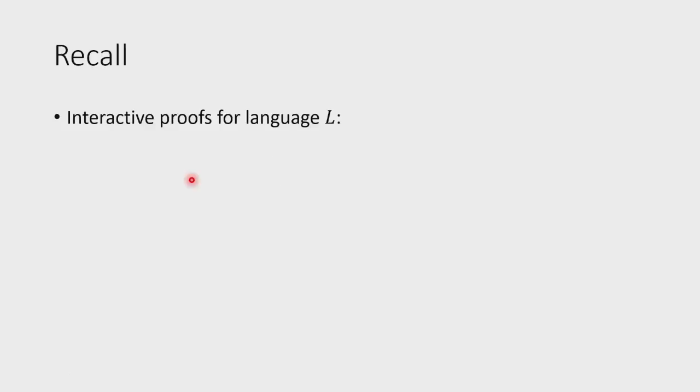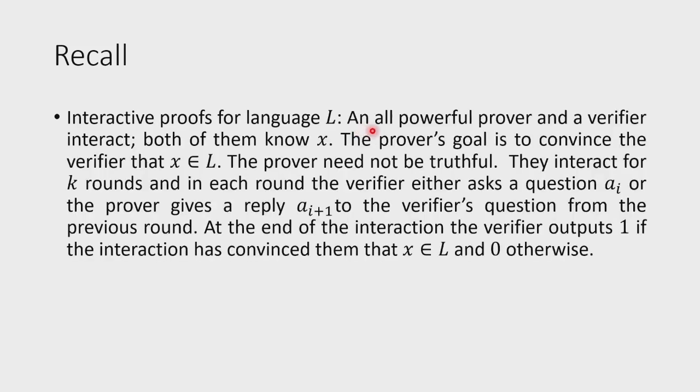First, we'll quickly recall what we saw this week. So we saw interactive proofs, and interactive proofs for a language L are defined as follows. An interactive proof is an interaction between two parties. One party is called the prover, and another party is called the verifier. An all-powerful prover and a verifier interact, and both of them know a string X. This is the input. The prover's goal is to convince the verifier that X is in the language. The prover, however, need not be truthful.